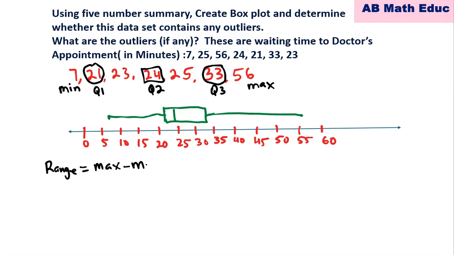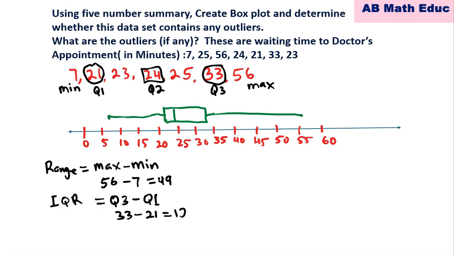You want us to find the range. Range is maximum minus minimum. So be careful with that. Don't use the number on the number line, but the actual value that you got. So 56 minus 7. That will give us 14. Then the interquartile range, which is IQR, is going to be quartile 3 minus quartile 1. 53 minus 21 gives us 12.